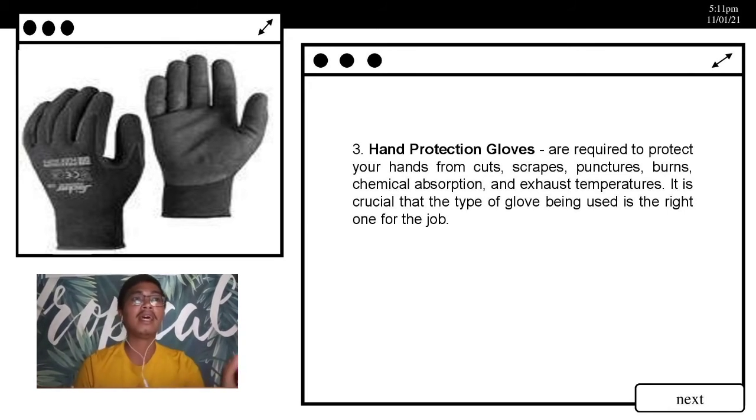So the next one is the light chemical resistant gloves. These are the natural rubber latex.